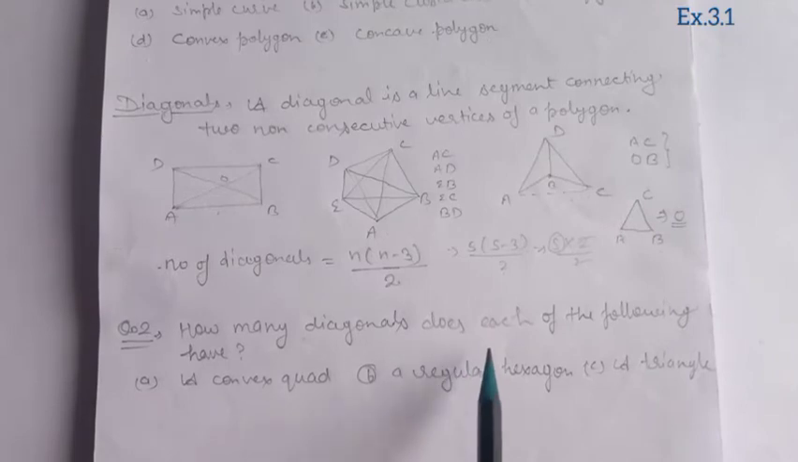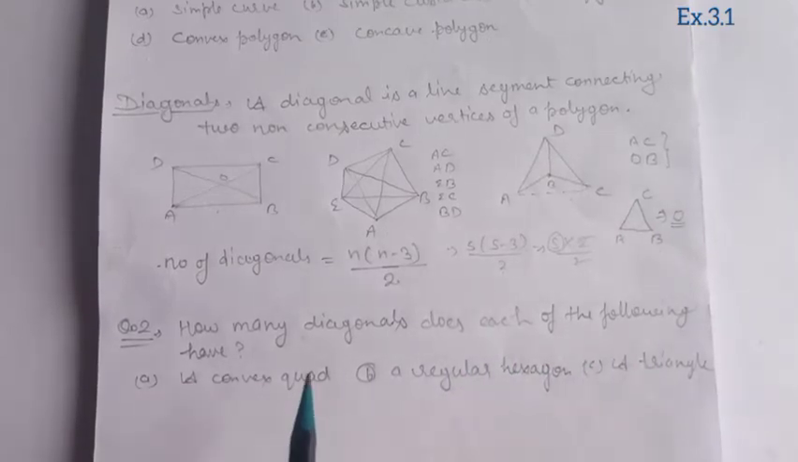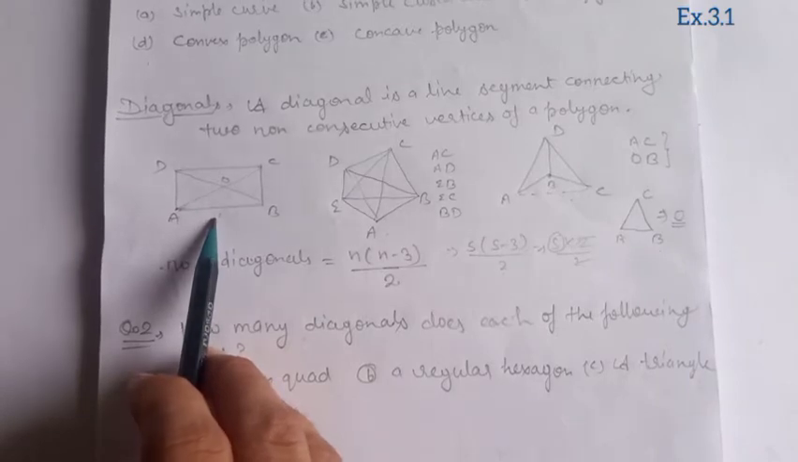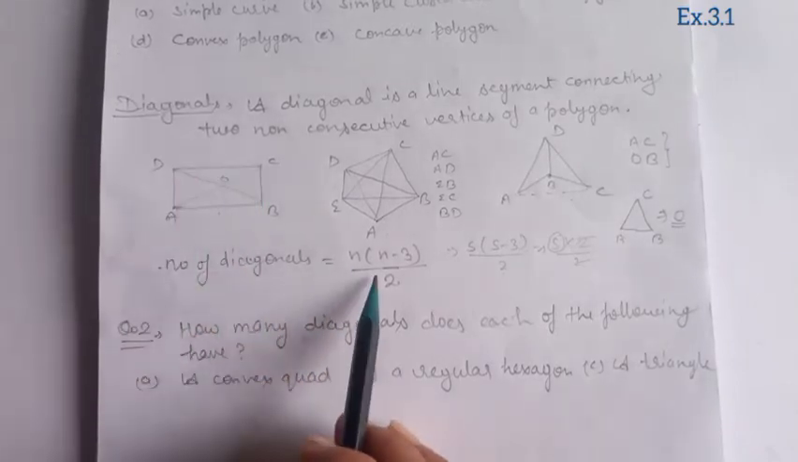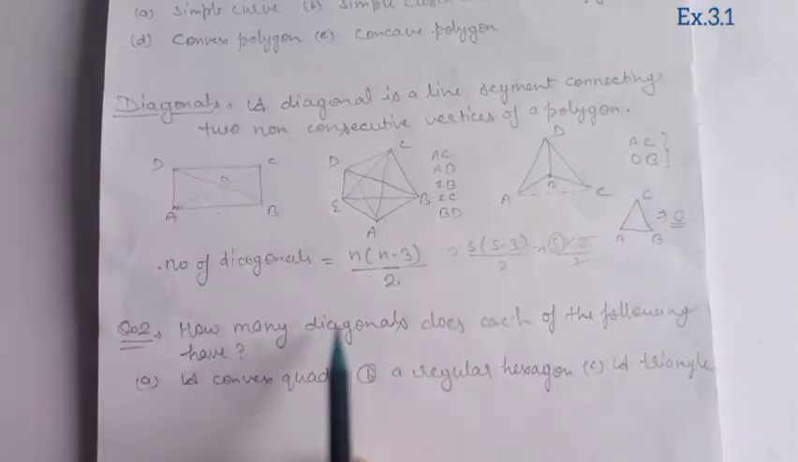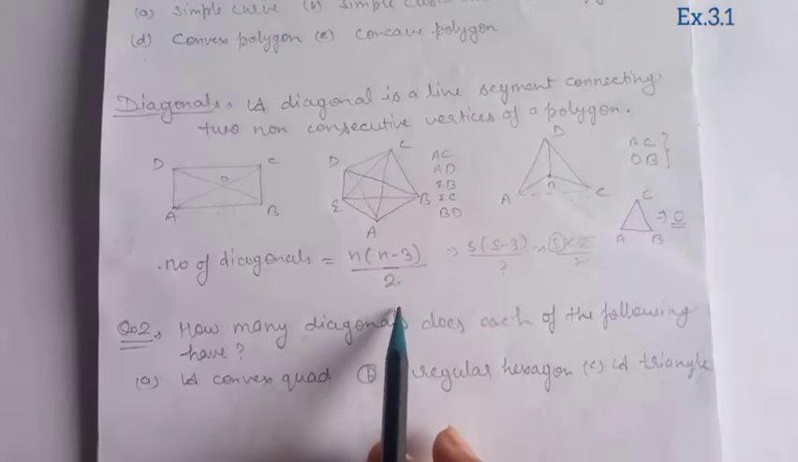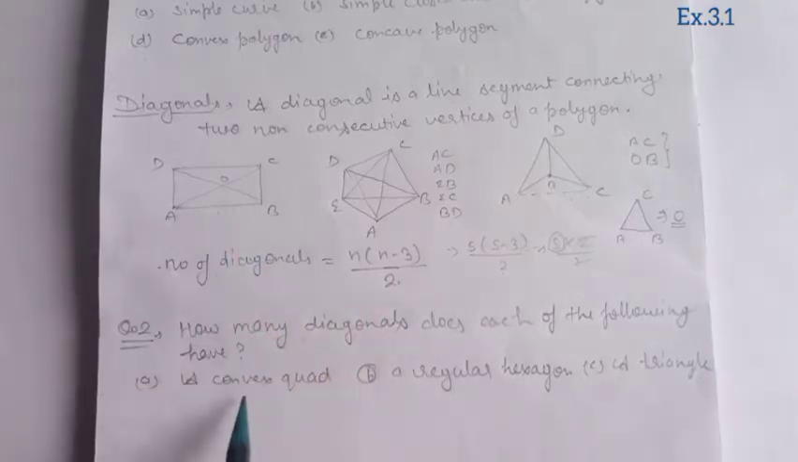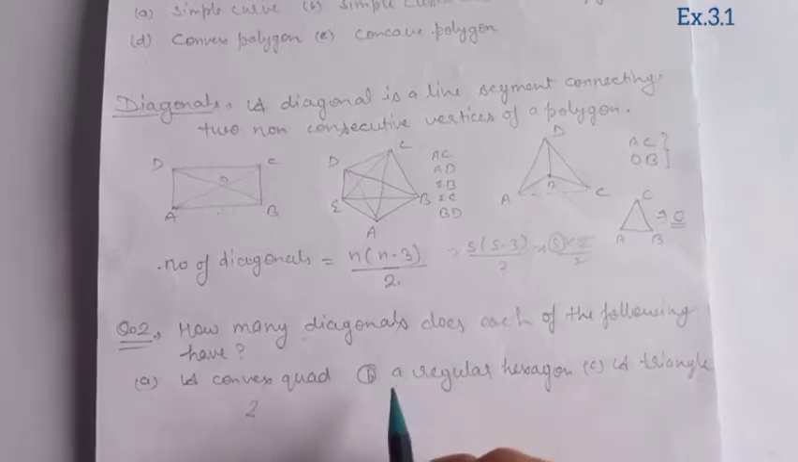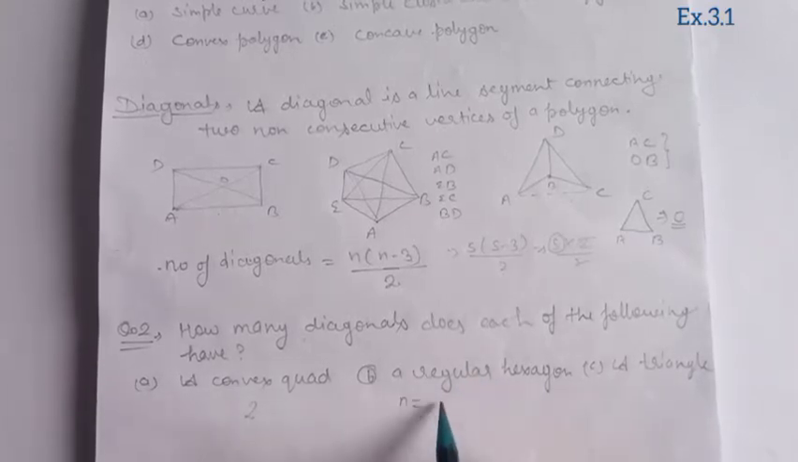How many diagonals does each of the following have? A convex quadrilateral. So this is an example of a convex quadrilateral. As you know, by the formula you can put in the value of the number of sides. You know that a quadrilateral has 4 sides, so just put the value: 4 times (4 minus 3) divided by 2. Then you obtain 2 diagonals in a convex quadrilateral. Okay, in a regular hexagon, the number of sides is 6.